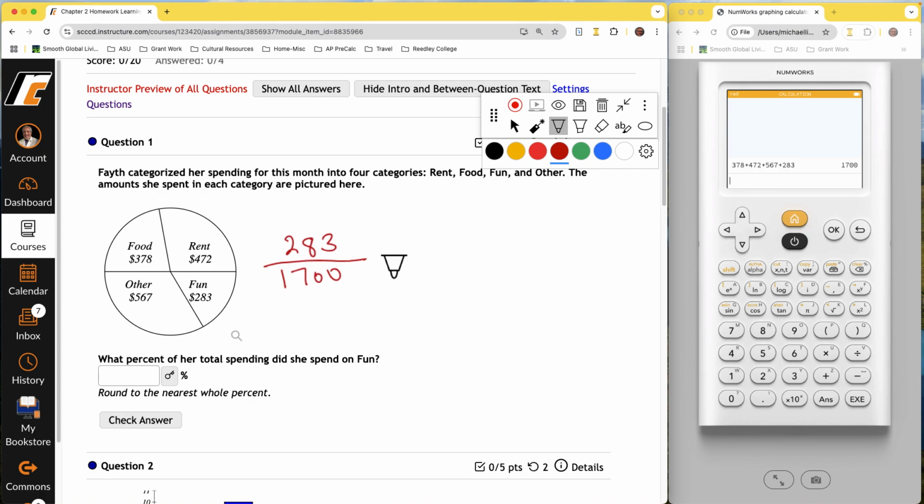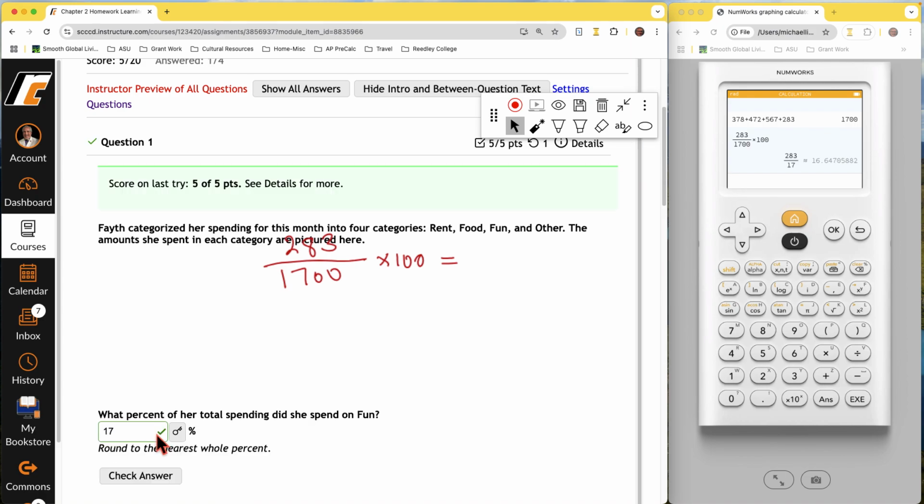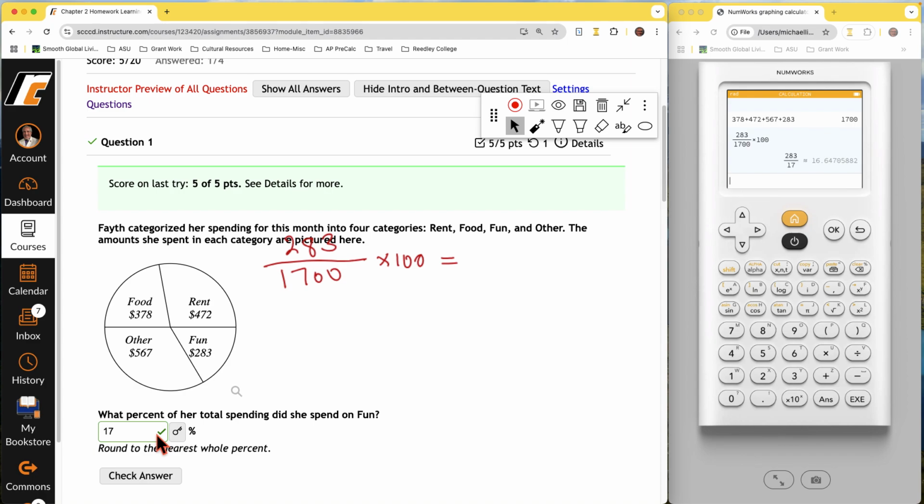So if we do this division, we'll get a decimal, and to turn it to a percent, we'll multiply it by 100. So 283 divided by 1,700, multiplied by 100. It should be 16.64. Round to the nearest whole percent. I guess we're going to have to go with 17%. We'll check the answer, and that is correct. Okay.